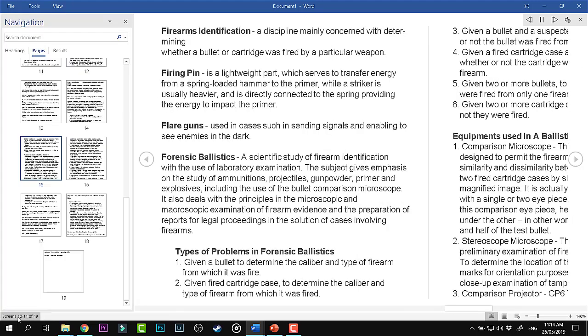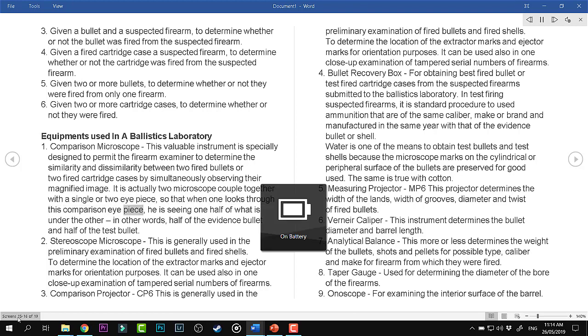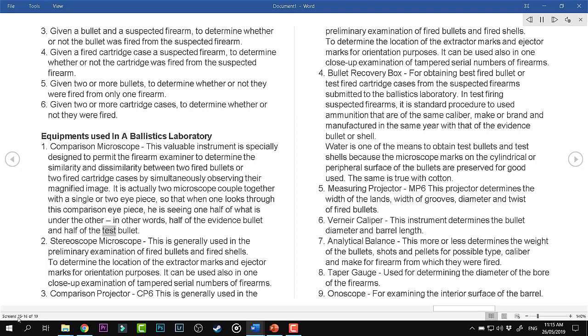Equipment used in a ballistics laboratory. 1. Comparison microscope. This valuable instrument is specially designed to permit the firearm examiner to determine the similarity and dissimilarity between 2 fired bullets or 2 fired cartridge cases by simultaneously observing their magnified image. It is actually 2 microscopes coupled together with a single or 2 eyepieces, so that when one looks through this comparison eyepiece, he is seeing one half of what is under each microscope, in other words, half of the evidence bullet and half of the test bullet.